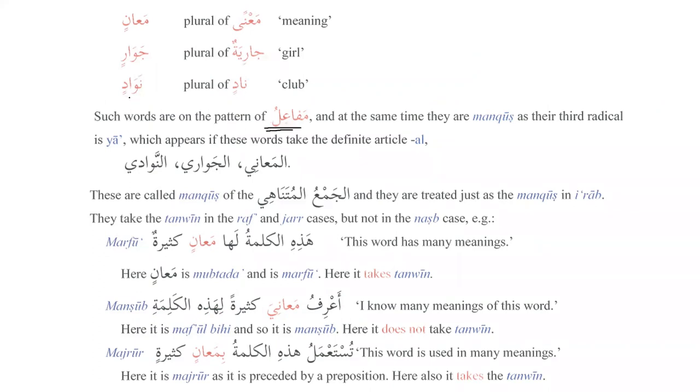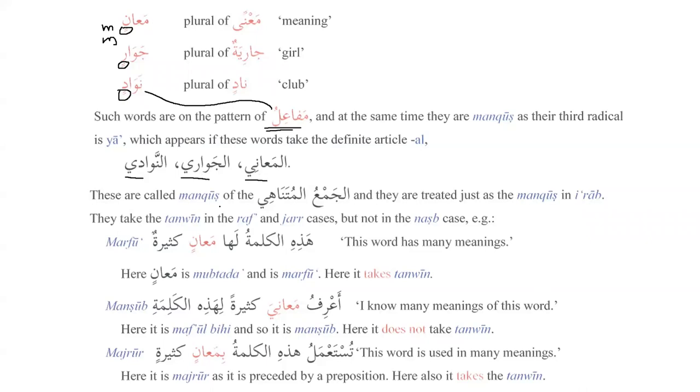So it was nawadiyu, but we know that whenever we have ya in the end, then it's a noun which is called manqus, and we know that if a noun is manqus, it is marfu and majroor with kasratan. However, when we add al with them, then ya comes back. So nadin becomes an-nawadi, jawarin becomes al-jawari, and ma'anin becomes al-ma'ani.